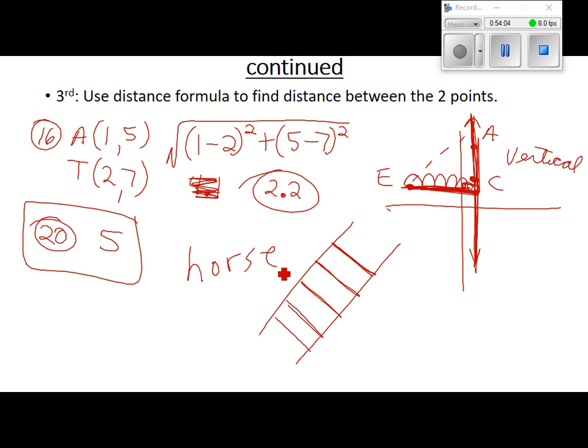D, the distance between two parallel lines measured along a perpendicular to the two lines is always blank. Equal, the same. Equal, either one. Equal or the same, they're both the same thing. I didn't get C. What was C again? Parallel. What's D?